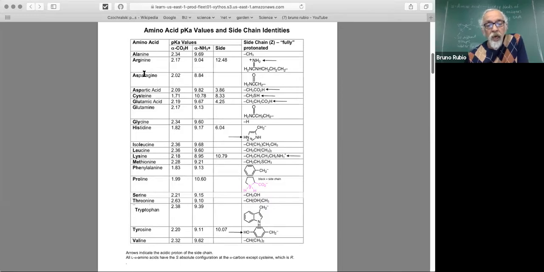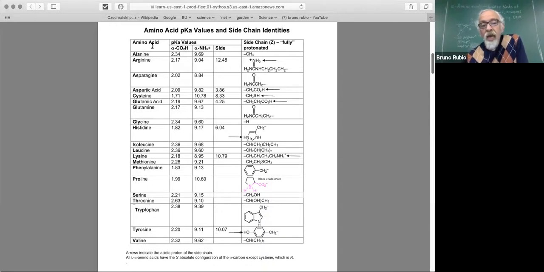Okay, so there are 20 amino acids, proteinaceous amino acids. How many are here? 1, 2, 3, 4, 5, 6, 7, 8, 9, 10, 11, 12, 13, 14, 15, 16, 17, 18, 19, 20. Yep. So these are the 20 amino acids that DNA codes for.